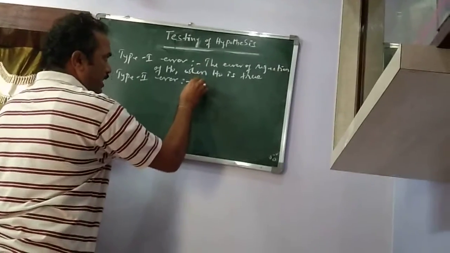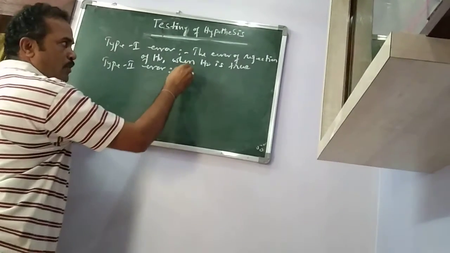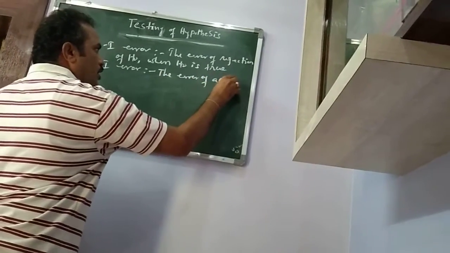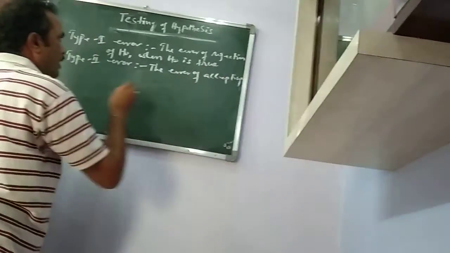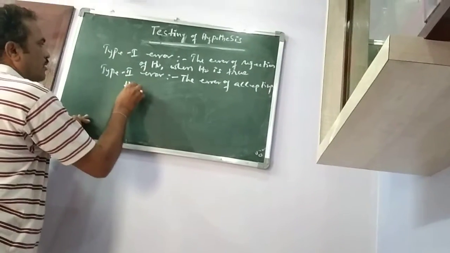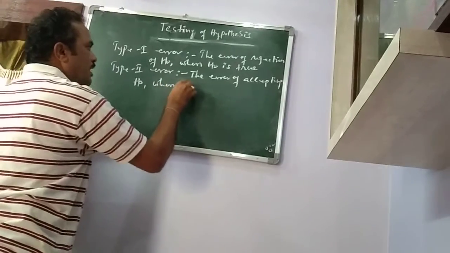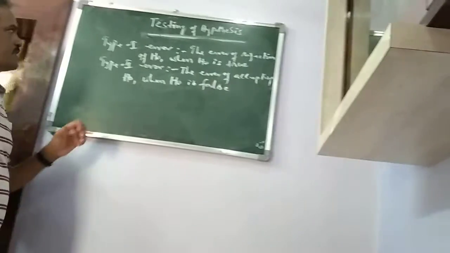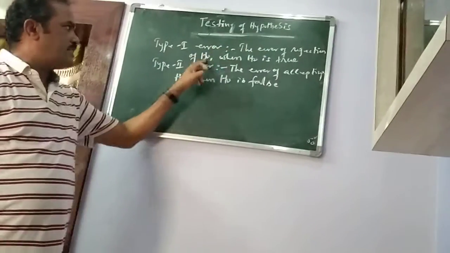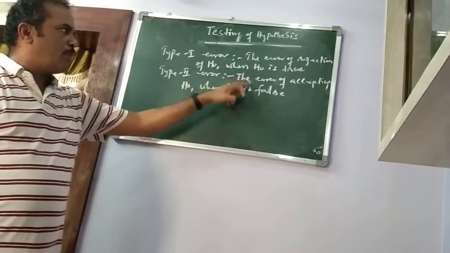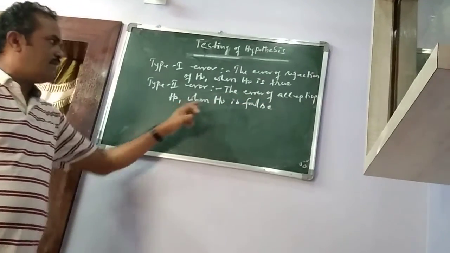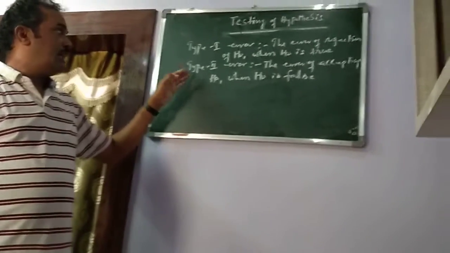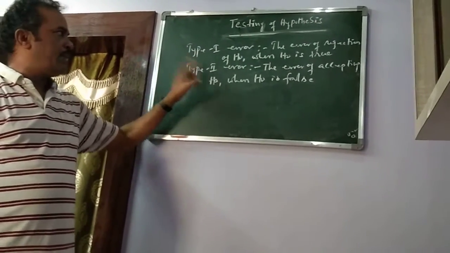And what is the type 2 error? The opposite. The error of accepting H naught when H naught is false. Type 1 is the error of rejection of H naught when H naught is true. Type 2 error, oppositely, is the error of accepting H naught when H naught is false. So I will tell one example so that we understand clearly.